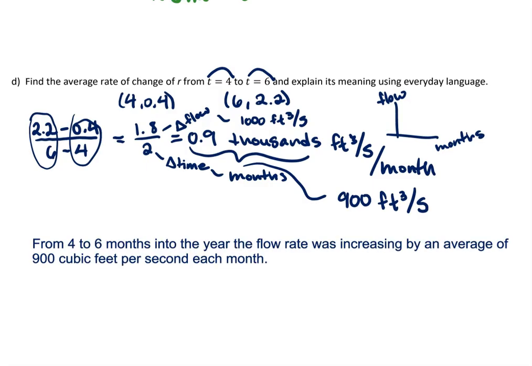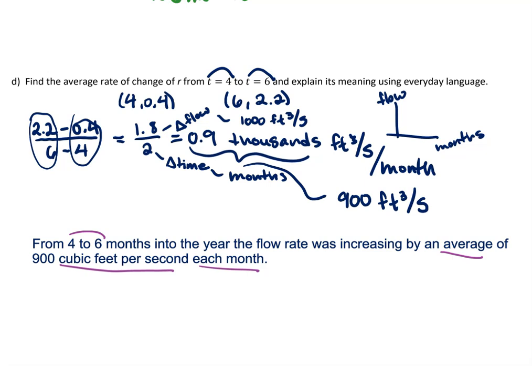So again, I think it's important to specify the time interval we looked at, 4 to 6 months. I think it's important to clarify that this is an average. So 4 to 6 months was important, average is important. The everyday language piece, changing 0.9 thousand to 900, I think that's important. And then what we're saying is that over a 1 month period, the average increase in flow rate was 900 cubic feet per second. So cubic feet per second per month, basically, should be our units on that one.